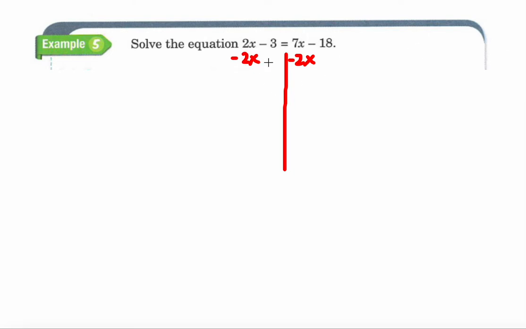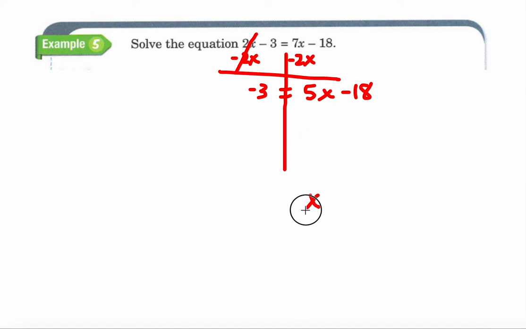Keep in mind, if you were to accidentally add 2x to both sides, you wouldn't cancel it out, because you would get 2x plus 2x, which is 4x, and we didn't get rid of it. We're trying to get rid of it. So always check to make sure you actually can get rid of it. 2x minus 2x, nothing. Left with the negative 3 on the left-hand side. Be sure to copy down that negative because it belongs to it. 7x minus 2x is 5x. Minus 18. Didn't touch that minus 18, so it's got to be brought back down.